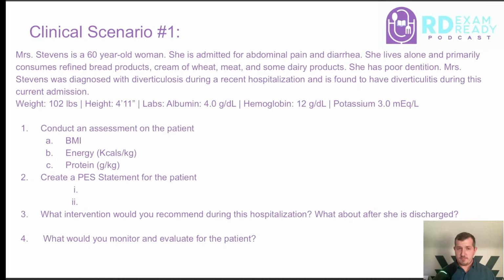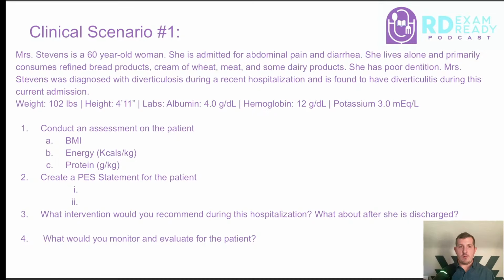So, Mrs. Stevens, let's imagine her, is a 60-year-old woman. She is ripe in age. She is admitted for abdominal pain and diarrhea. She lives alone and primarily consumes refined bread products, cream of wheat, meat, and some dairy products. She has poor dentition. Mrs. Stevens was diagnosed with diverticulosis during a recent hospitalization and is found to have diverticulitis during this current admission. We look at her weight, which is 102 pounds. Height is 4 foot 11. Labs are her albumin is 4.0, hemoglobin is 12, and potassium is 3.